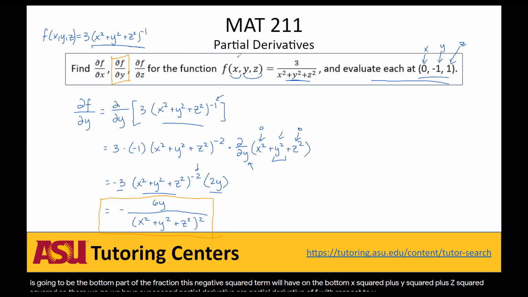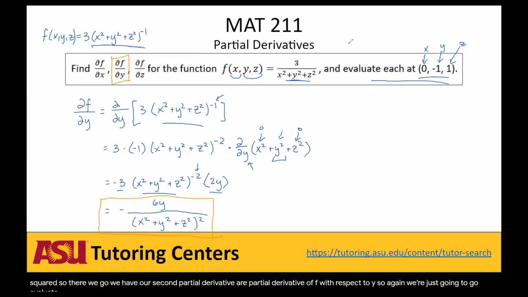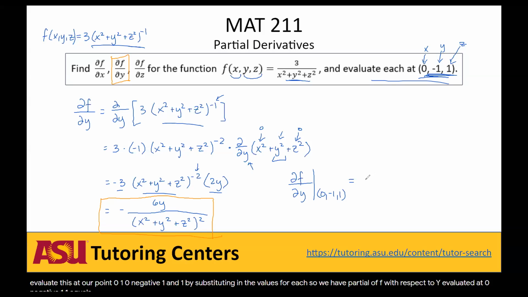So again, we're just going to evaluate this at our point 0, negative 1, and 1 by substituting in the values for each. So we have partial of f with respect to y evaluated at 0, negative 1, 1 equals negative 6. Well, let's bring that negative up to the top just to make it nice looking.